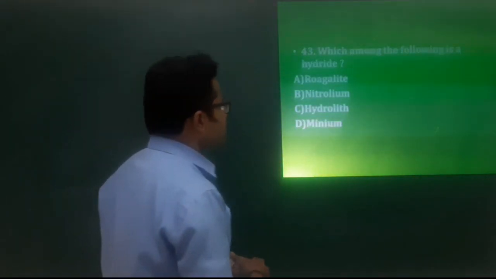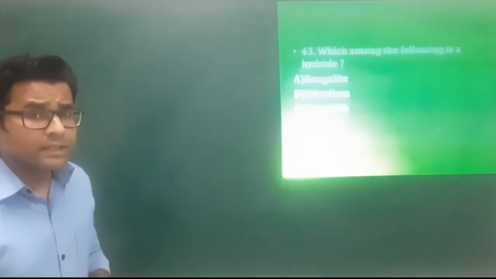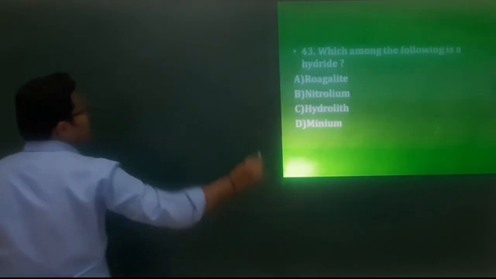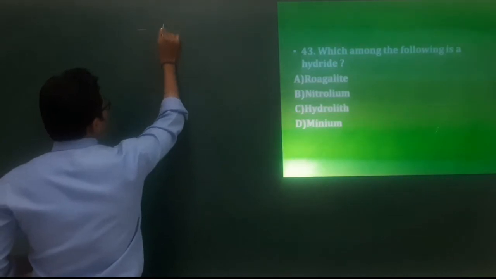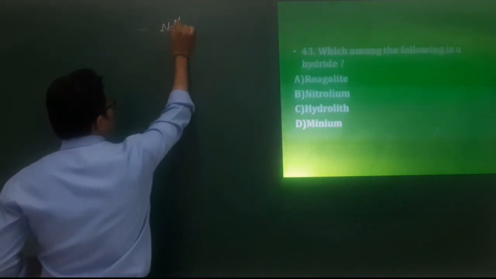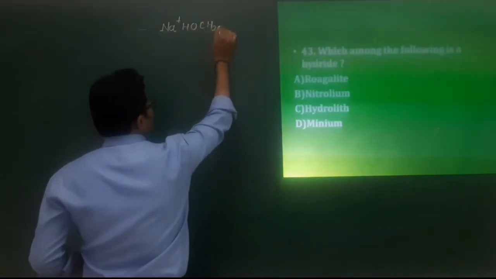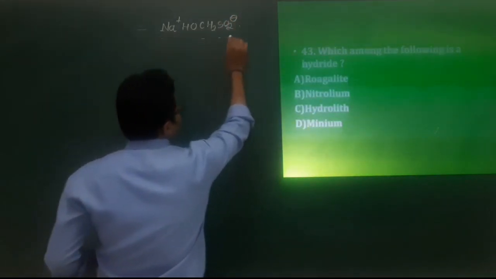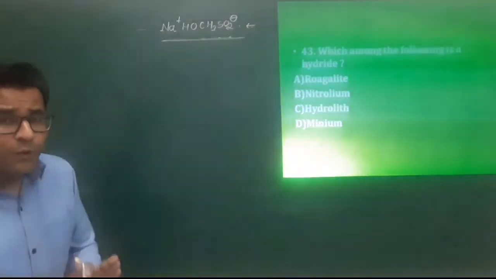Next question, question number 43. Which among the following is a hydride? Now they have directly given us the names. First, we shall convert these particular things into their molecular formulas. The first one is rogalite. For rogalite, what we have is actually a salt of sodium, with the formula as shown. Rogalite has this particular chemical formula. It is a salt and it is not a hydride.